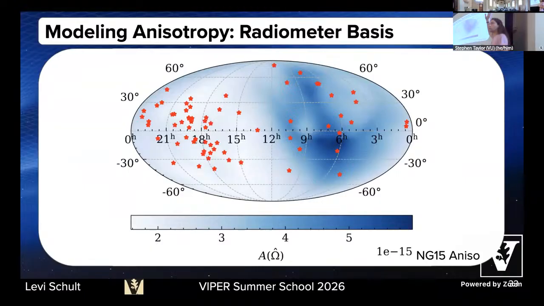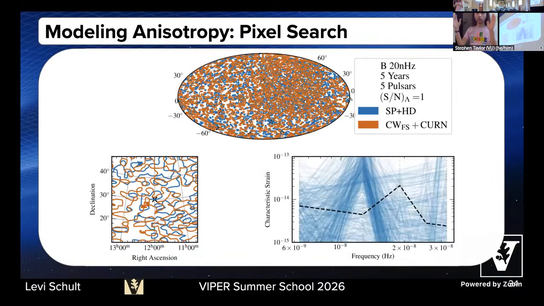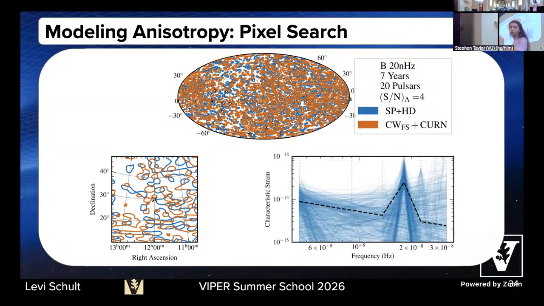So this radiometer search is one way of tackling this, where you have to do a search at each pixel and say how much of the gravitational wave power we're seeing this point on the sky is responsible for. But there's also the pixel search. So this is an example from my own work.